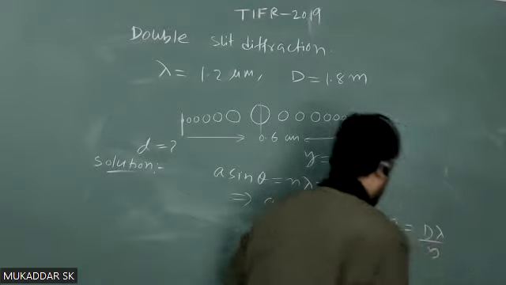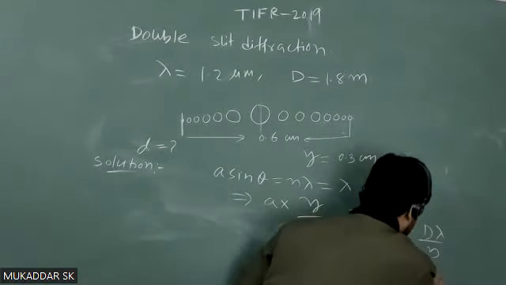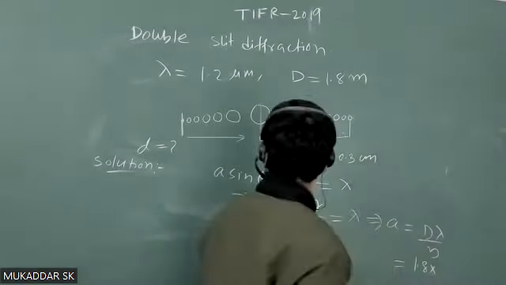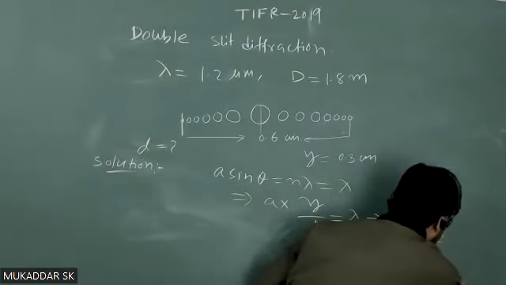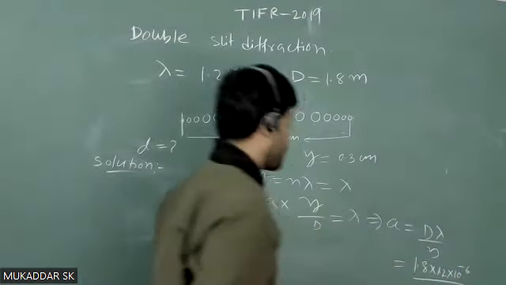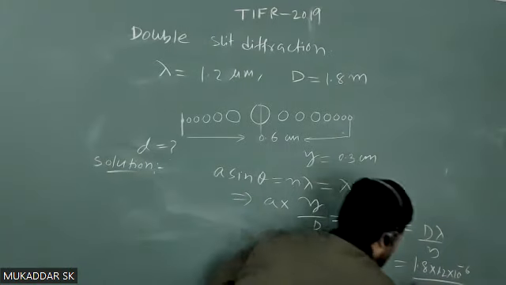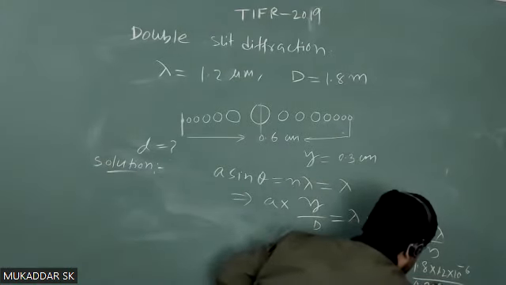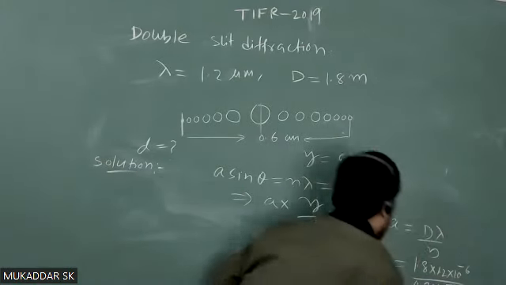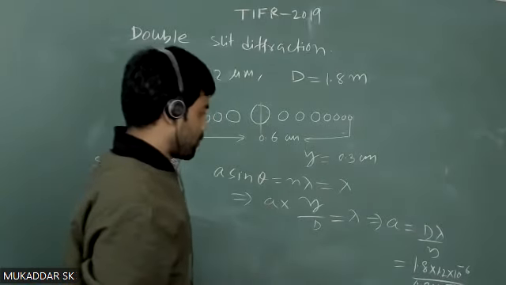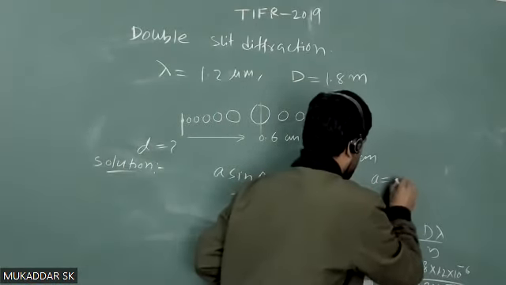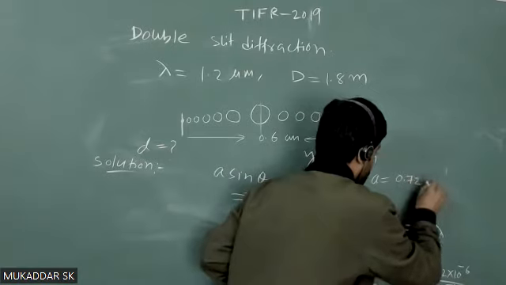D is given, that is 1.8 meter. Lambda is 1.2 micrometer, so it will be 1.2 into 10 to the power minus 6 meter. And y we have calculated as 0.3 centimeter, so it will be 0.3 into 10 to the power minus 2 meter. If you calculate the value of a, you'll basically get 0.72 millimeter.